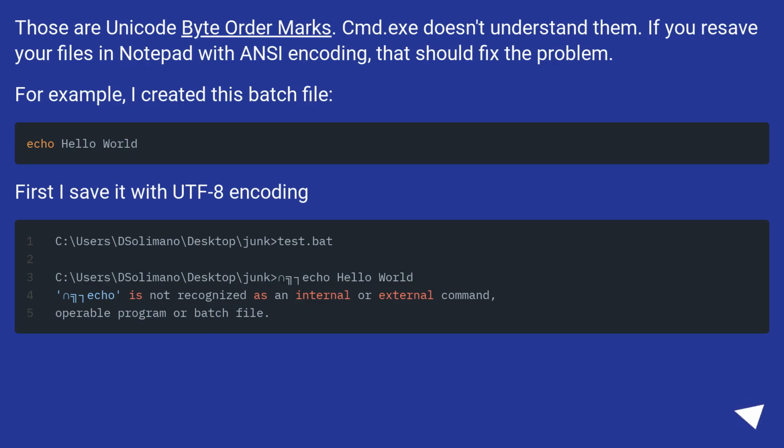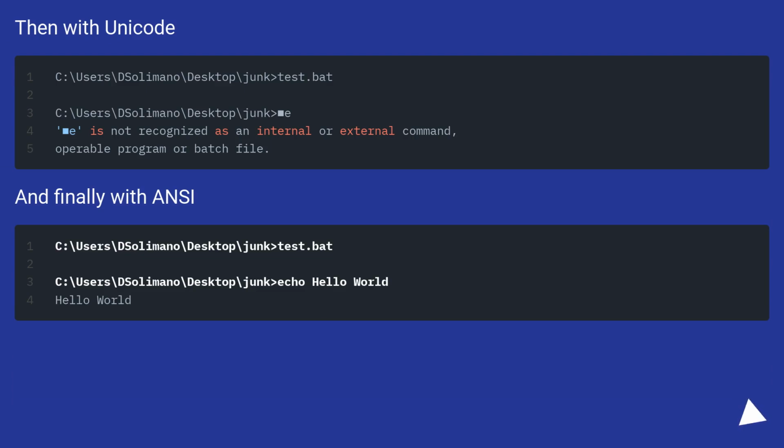Those are Unicode byte order marks. cmd.exe doesn't understand them. If you resave your files in Notepad with ANSI encoding, that should fix the problem. For example, I created this batch file. First I save it with UTF-8 encoding. Then with Unicode. And finally with ANSI.